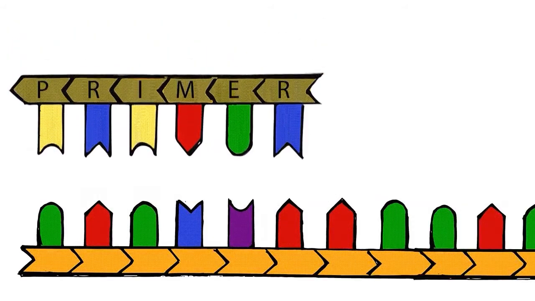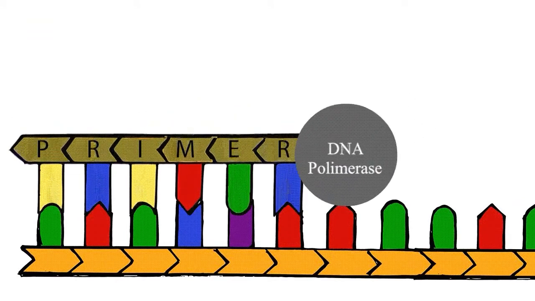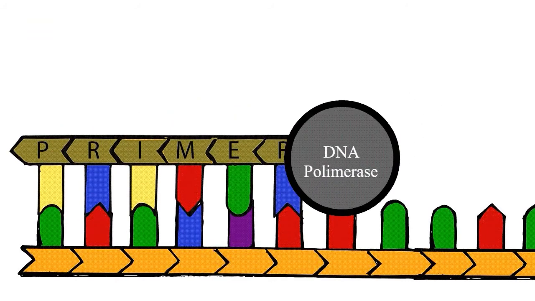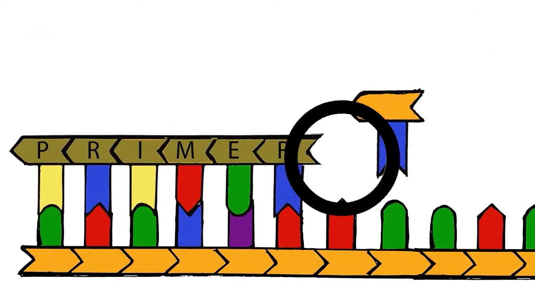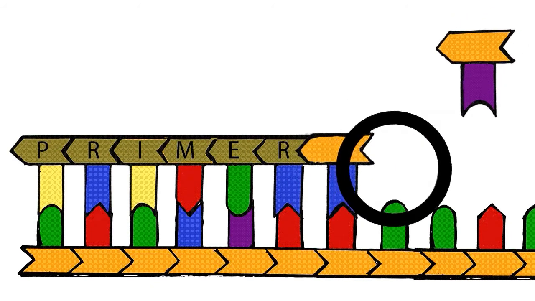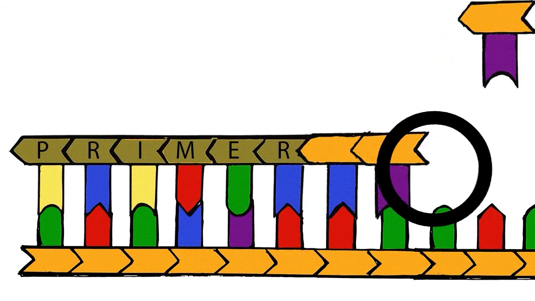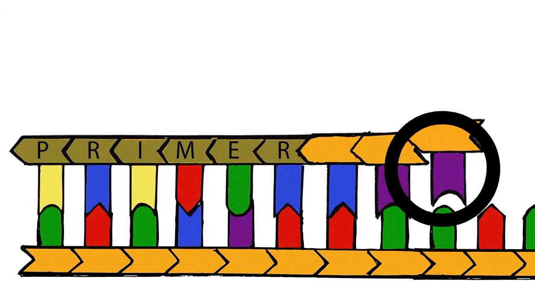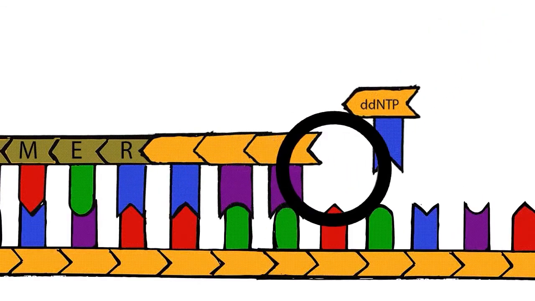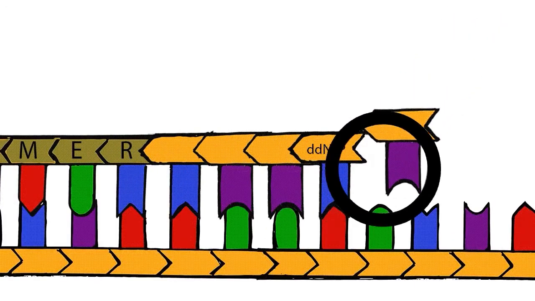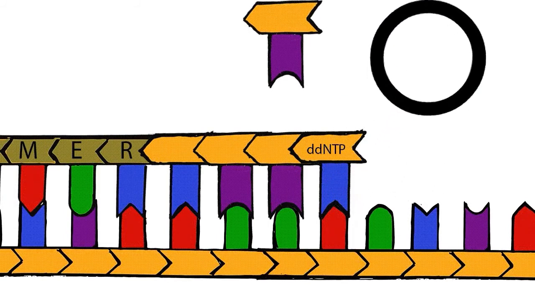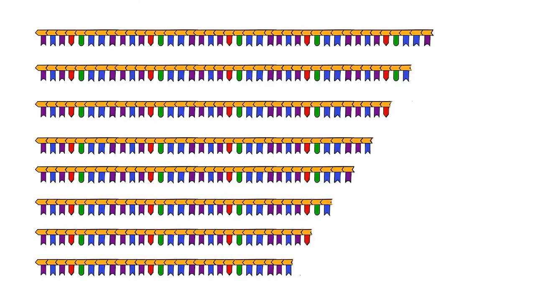The primer binds to a specific nucleotide sequence on the single strands, so that the DNA polymerase enzyme can start producing the new strand of DNA, inserting the nucleotides present in the solution. When, by chance, a DDNTP is inserted into the DNA strand by the enzyme, chain elongation stops. Thus, several DNA molecules of different sizes will be produced in each tube.